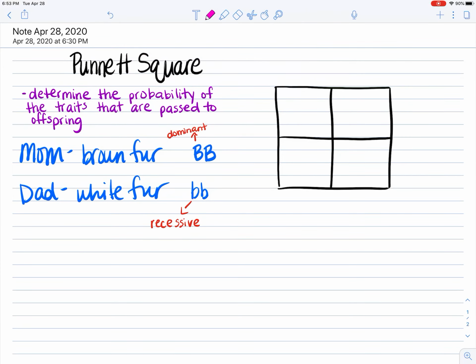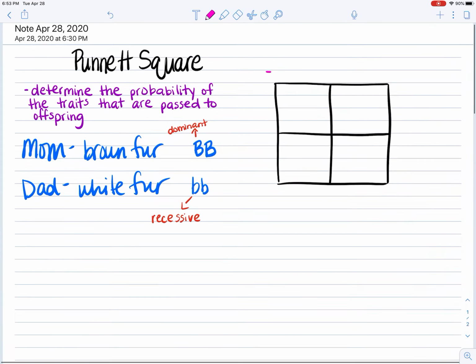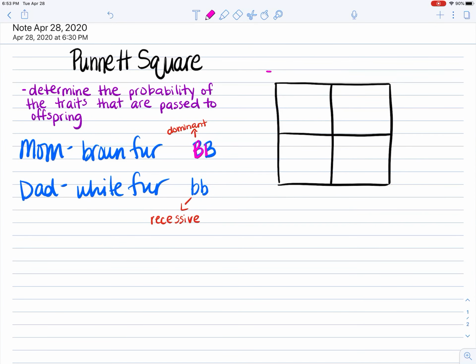So we're going to fill in this Punnett square. For this, it doesn't matter where you place either parent. You just need to have one parent going along the top and one parent going along the left side of this. So I'm going to take the mom's information and I'm going to write that on the top. So 2 dominant alleles. The dad's information we'll keep in blue, but you'll write down the side. So lowercase b, lowercase b.